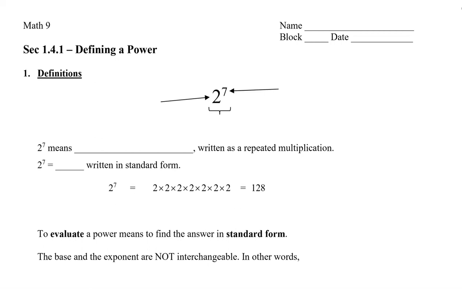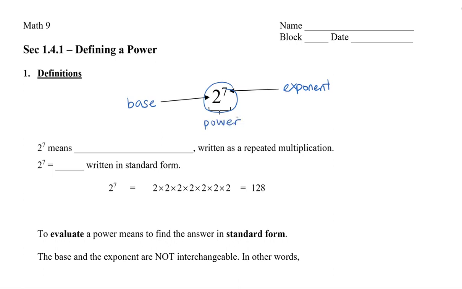So to start us off, let's take a look at some definitions so that when I talk about powers and exponents, we all use the same terminology. The first thing here, we have 2 to the power 7, and the 2 is called the base. The 7, which is raised to the right of the 2, is called an exponent. And then the whole entire thing is called a power.